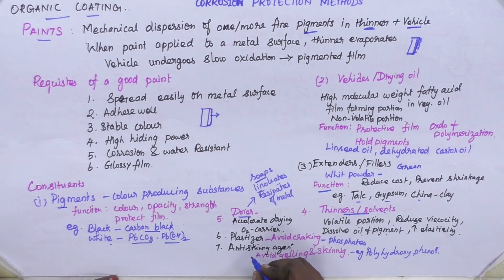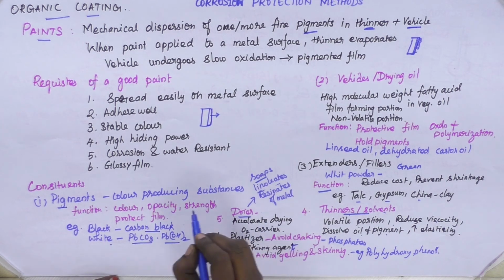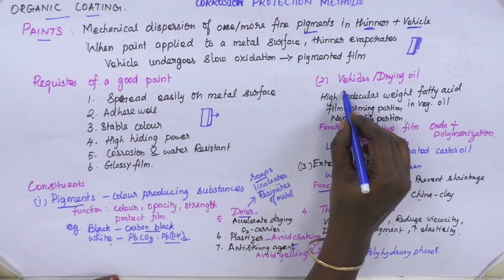The final one is anti-skinning agent. To avoid gelling and skinning of your polymer film, we are adding anti-skinning agent. An example for that is polyhydroxyphenol. So the main constituents of a paint are pigment, vehicle, and thinner.